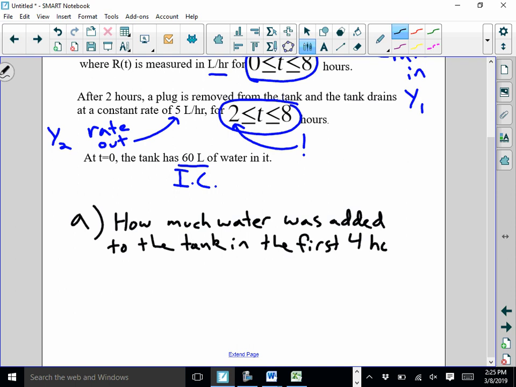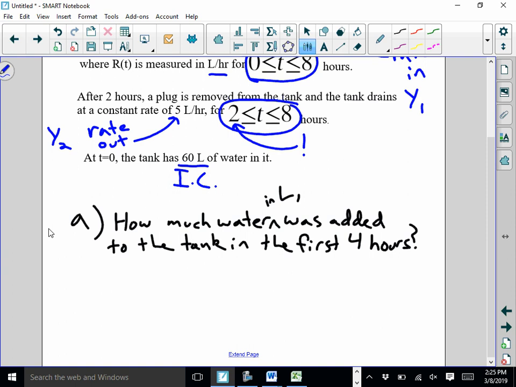Okay, so the first question is, how much water was added to the tank in the first 4 hours? They might say something like, how much water in liters was added to the tank in the first 4 hours. Now, does water added to the tank relate to our rate in equation or our rate out equation? Well, clearly that relates to our rate in equation. And I know the rate in, but I want the amount in, so I have to integrate the rate in. And I want it in the first 4 hours.